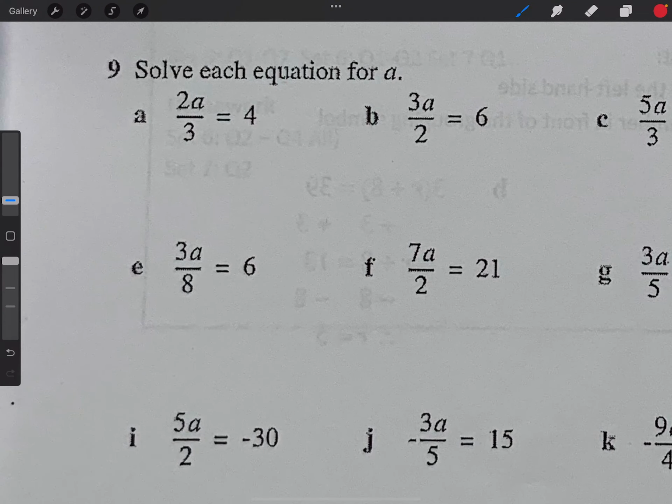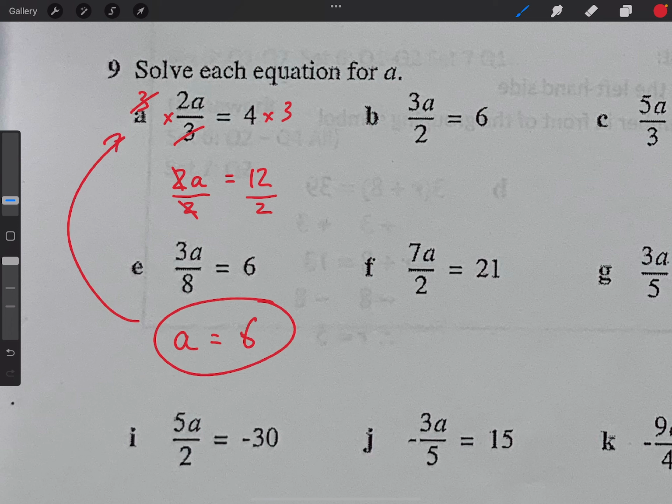Now, if I want to solve for A, remember my mission is to get A equals something. So what's happening here? A is being multiplied by 2 and divided by 3. So how about we get rid of this 3 at the bottom first? Multiply both sides by 3. That will cancel this out. So you're going to get 2A is equal to 3 times 4, which is 12. Then what we do next is divide both sides by 2. So 2A divided by 2, this cancels out, and you have A is equal to 12 divided by 2, which is 6. And there's your answer for 9A.